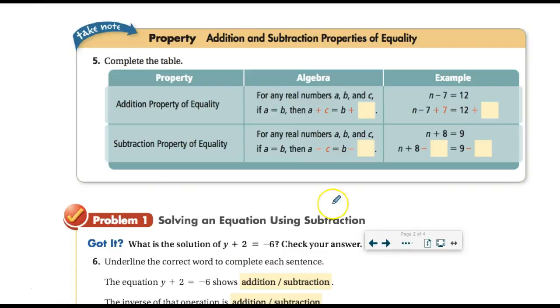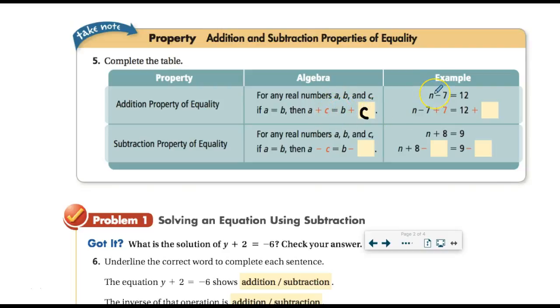Moving on. Properties. So we've done some of these properties before. We're talking specifically about the addition property and subtraction property of equality, meaning for any real numbers a, b, and c, if a equals b, then a plus c equals b plus c. In other words, if the first 2 values are equal originally, then if I add something to one side and I add the same thing to the other side, the values should still be equal.